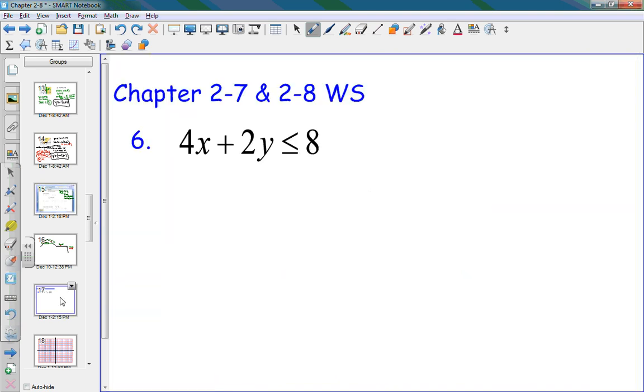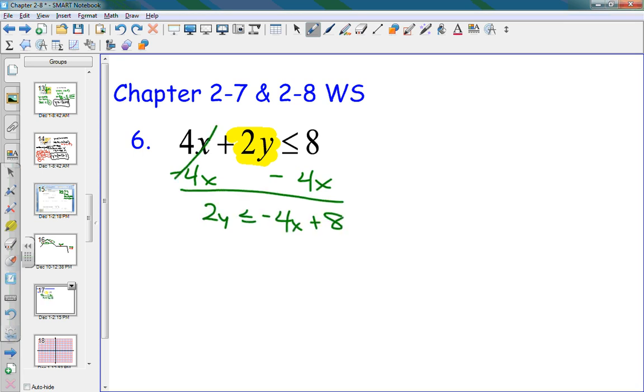Okay? So now, number 6, I need to solve this thing for what? I need to solve for Y, so if I'm solving for Y, what do I need to get rid of? I need to subtract 4x from both sides. So I have 2y is less than or equal to negative 4x plus 8. Now what? Divide each term by 2.